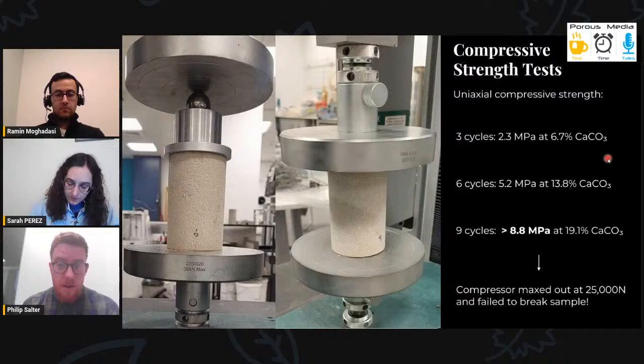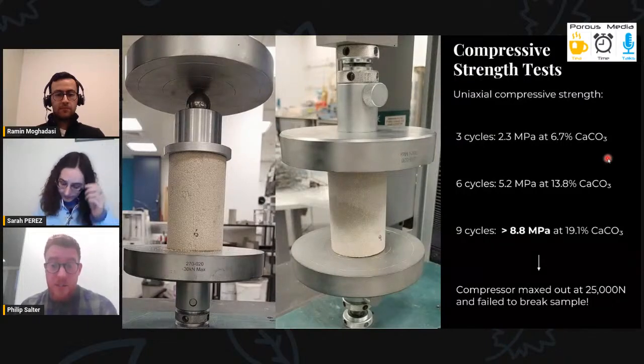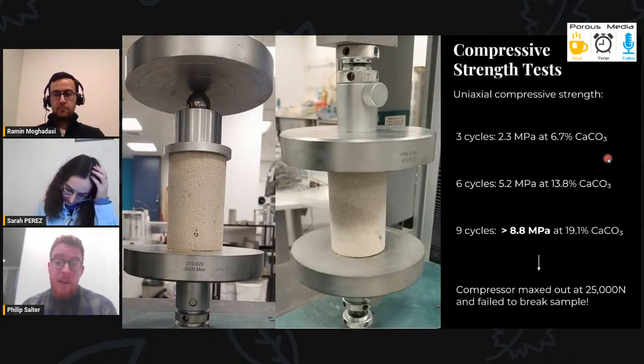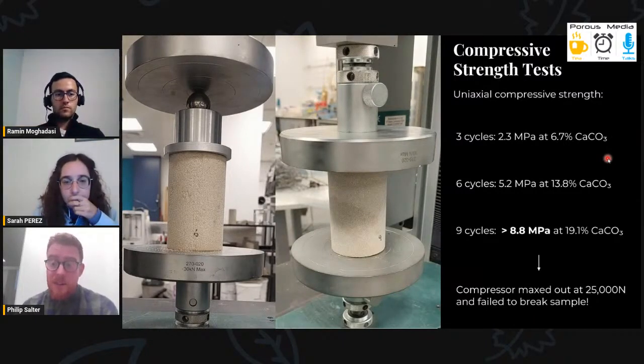We also conducted UCS tests for these samples. After 3 cycles, the UCS was 2.3 megapascal at 6.7% calcium carbonate. After 6 cycles, this was up to 5.2 MPa. And after 9 cycles, the machine went up to its maximal load of 25,000 newtons and failed to break the samples. So we now need either smaller samples or a more powerful machine, basically.